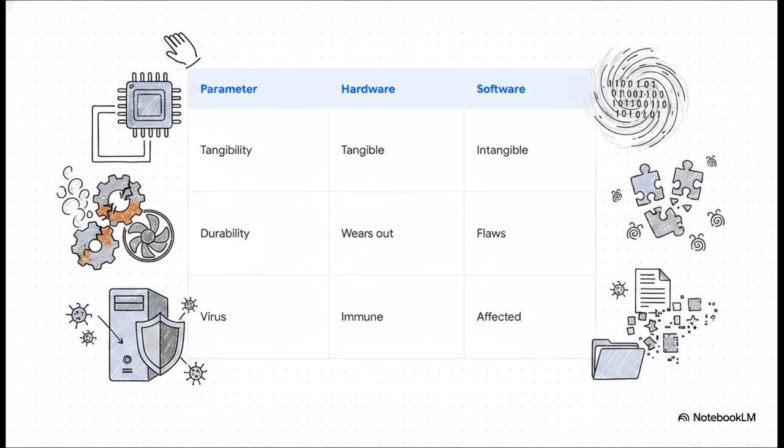Finally, the virus effect. A computer virus is basically just malicious software, so naturally it affects other software, messing up files and systems. Your physical hardware is generally immune to a computer virus. Like, a virus can't literally melt a microchip, even if it makes the software run the system terribly.